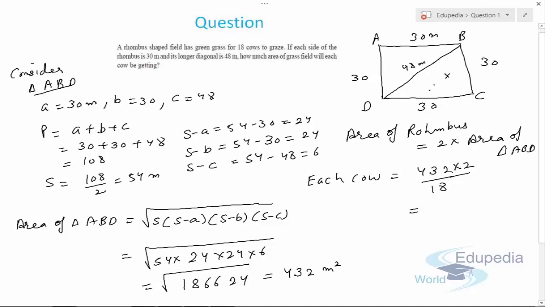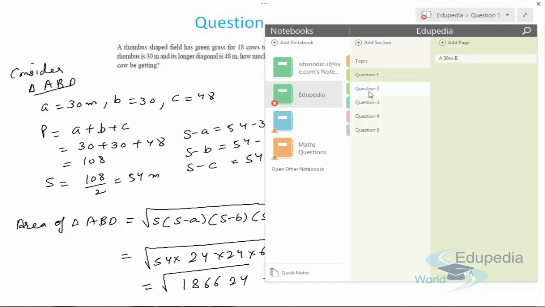When we do it, we times 432 by 2, so it will come out to be 864. Then we need to divide it by 18. When we divide it by 18, it comes out to be 48 meters square. So this much area will each cow get. This is how we can use the application of Heron's formula. So let's do the next question now. Question number 2.